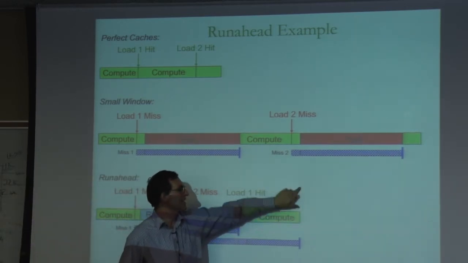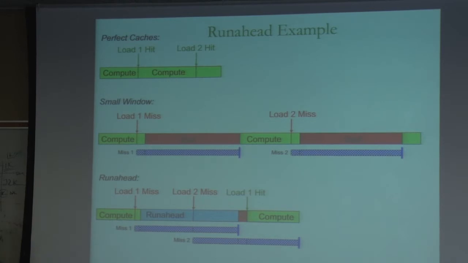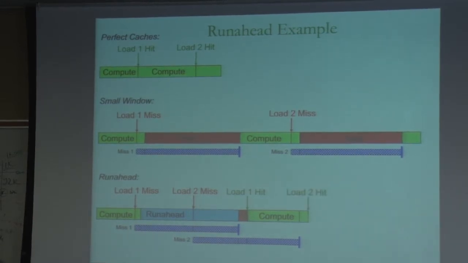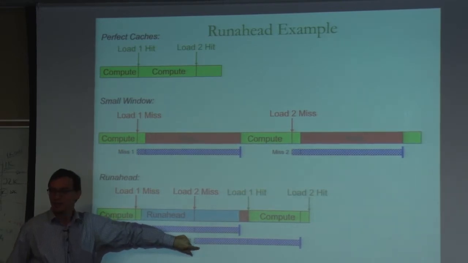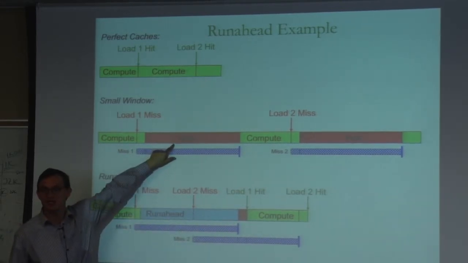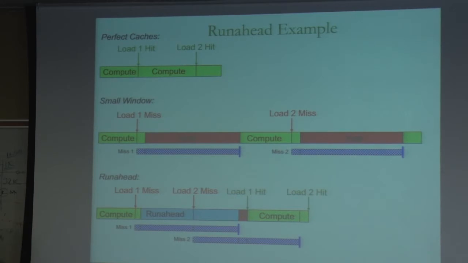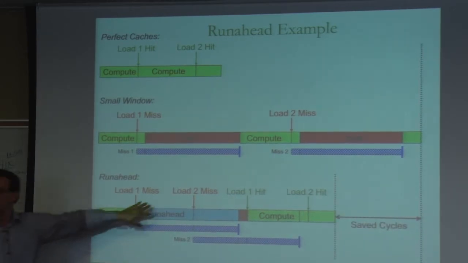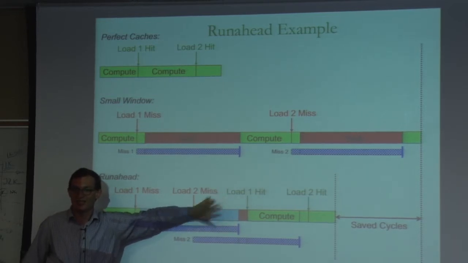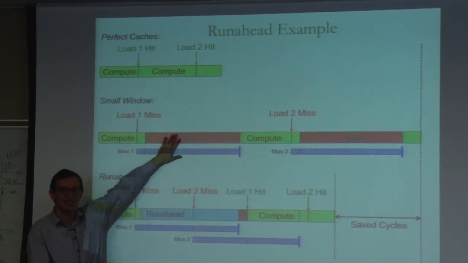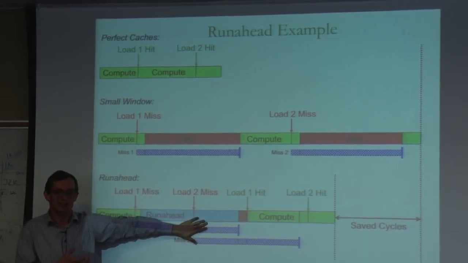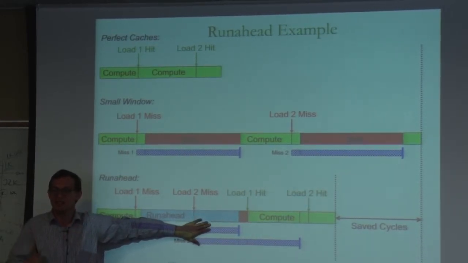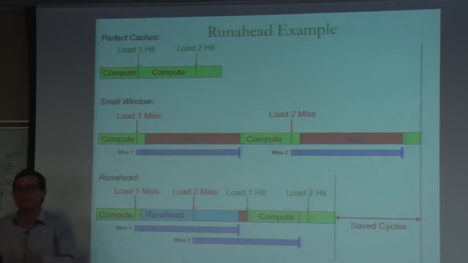At some point, it will re-execute load 2. And now it will hopefully hit in the cache, because its miss was initiated during run-ahead mode instead of stalling the processor. Right? And the benefit is that now you get saved cycles because you've executed the program much faster. Basically, instead of stalling the processor, you've done prefetching. You can think of it that way. And you use the main thread as a mechanism for prefetching.